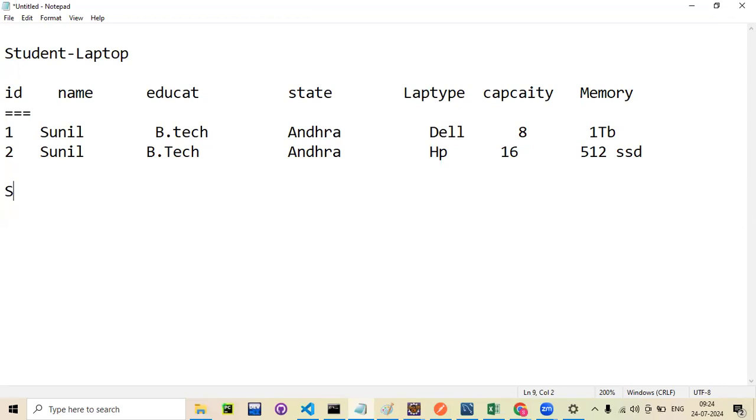So the first problem with the table is data duplicacy or data redundancy. Data is being duplicated. That is not a good practice, right? You need to make the tables in such a way that the data should not be duplicated.